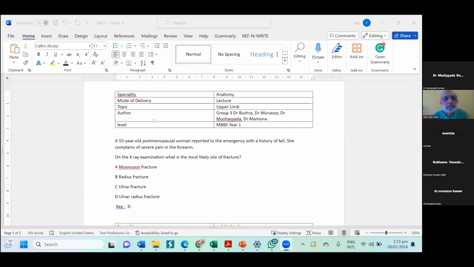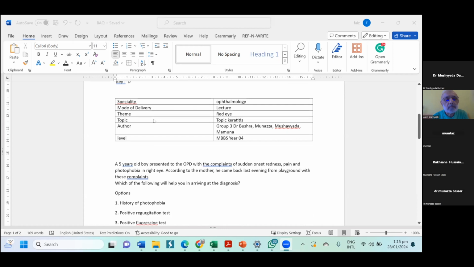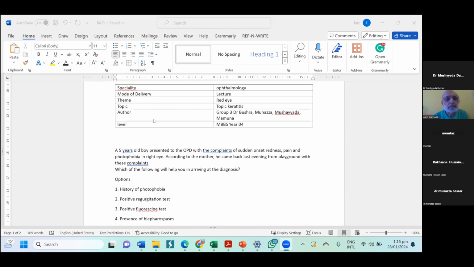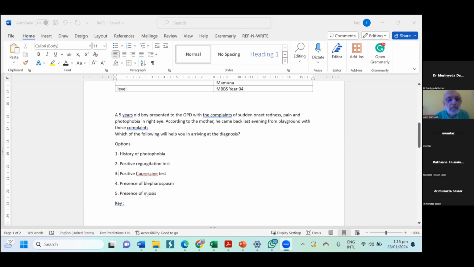Assalamualaikum, sir. We made 2 questions. One was from basic sciences and the other one was clinical, as you told. A 5-year-old boy presented to the OPD with the complaint of sudden onset redness, pain, and photophobia in the right eye. According to the mother, he came back last evening from the playground with these complaints. Which of the following will help you in arriving at the diagnosis? History of photophobia, positive regurgitation test, positive fluorescein test, presence of blepharospasm, and presence of miosis.